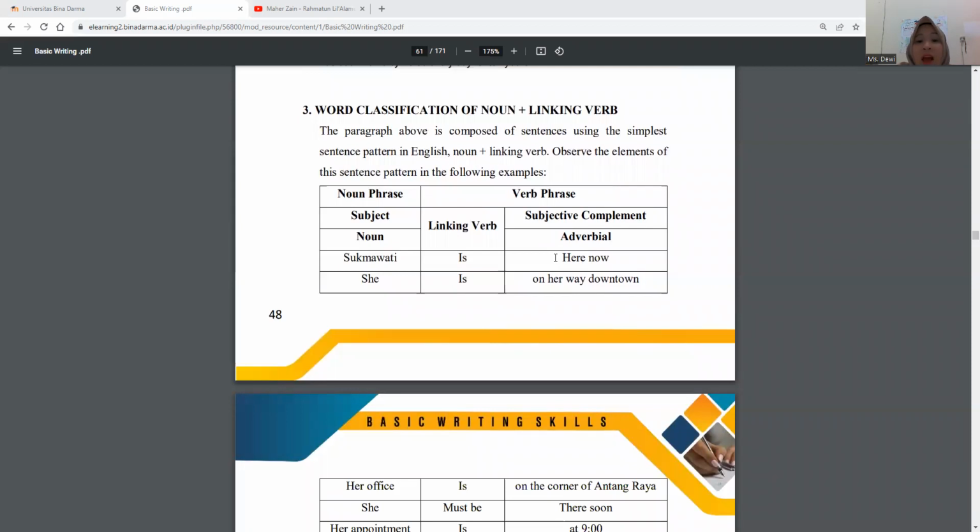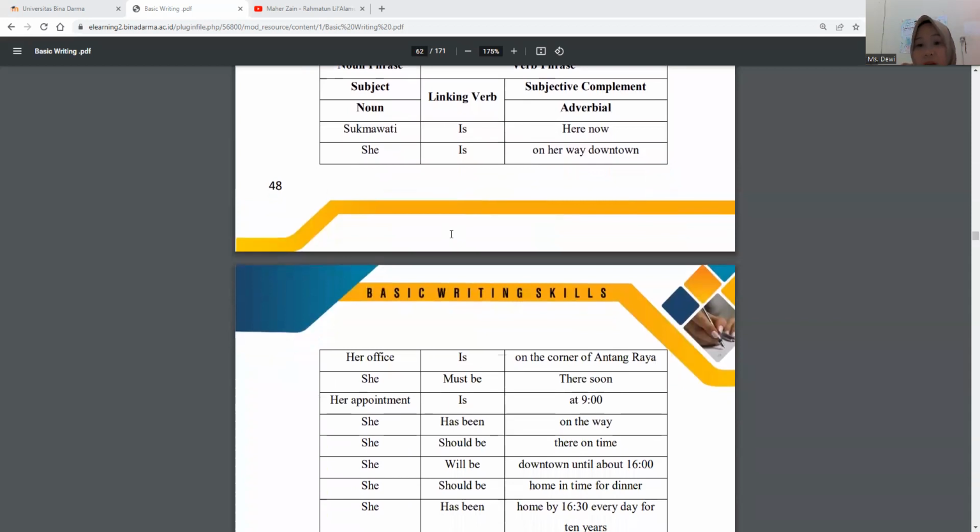It explains that this subject, Sukmawati, is here now. So where is Sukmawati? She is here. That is the function of the linking verb itself. And then the second one, she is on her way downtown. On her way downtown describes she. Where is she? The location of she. So this linking verb explains the subject itself.